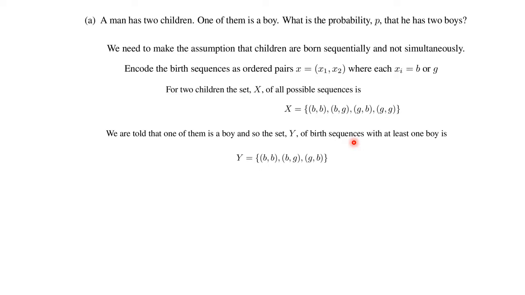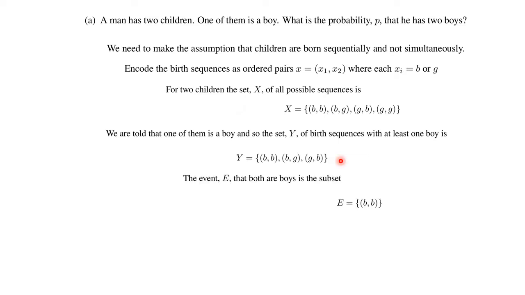And for this problem, we've got extra information. One of them is a boy. So that excludes this birth sequence here where they are both girls. So the sample space for this problem now reduces down to the set, which I'll call Y. So there's these three possible birth sequences: boy boy, boy girl, or girl boy.